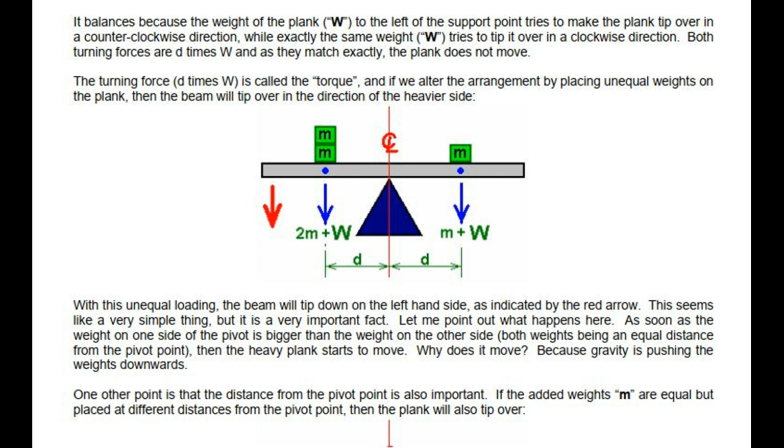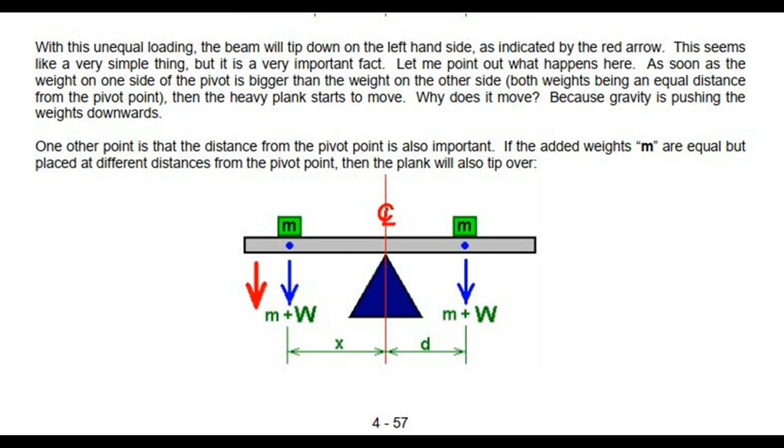This seems like a very simple thing, but it is a very important fact. Let me point out what happens here. As soon as the weight on one side of the pivot is bigger than the weight on the other side, both weights being an equal distance from the pivot point, then the heavy plank starts to move. Why does it move? Because gravity is pushing the weights downwards.